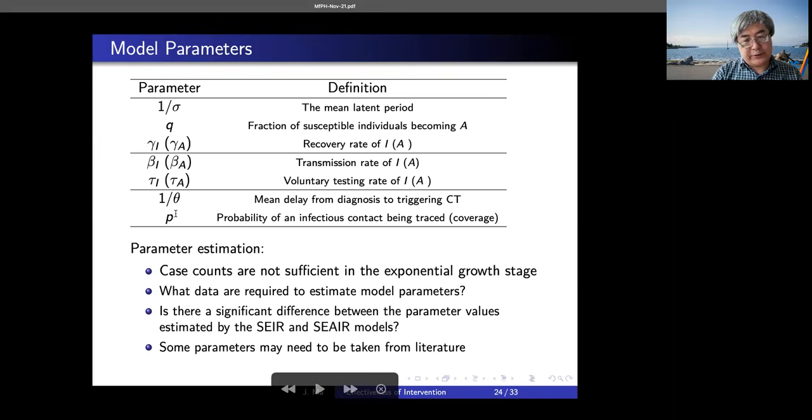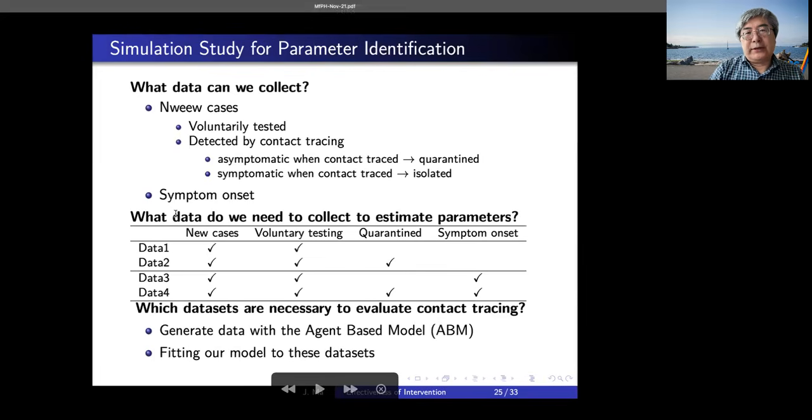They both change the growth rate. So we need other data. So the question is, what data do we need? So we go through this simulation study, using new cases. We look at new cases, but the cases could be identified through voluntary testing or through contact tracing. So we need some kind of information on contact tracing in the data.